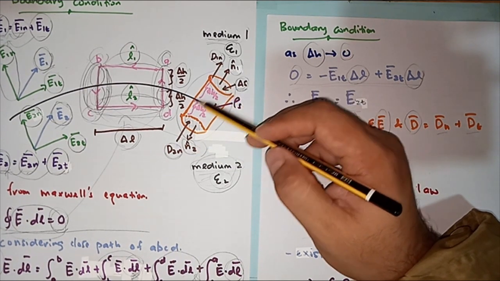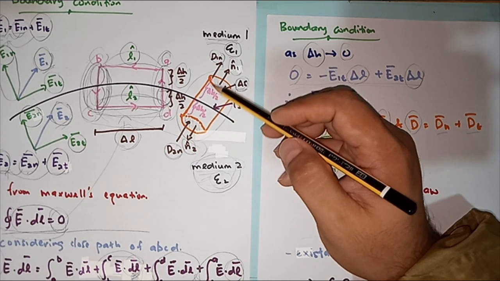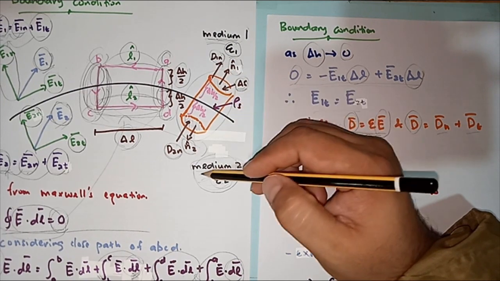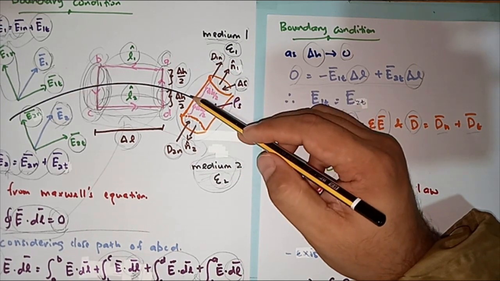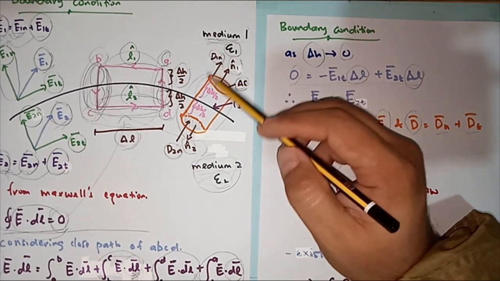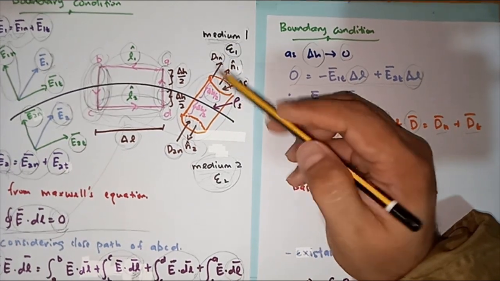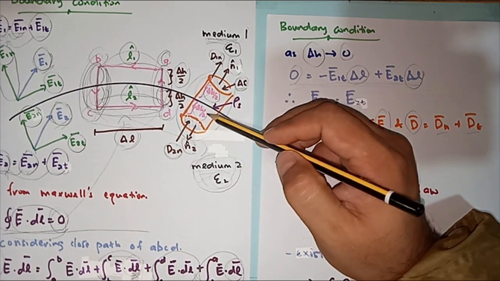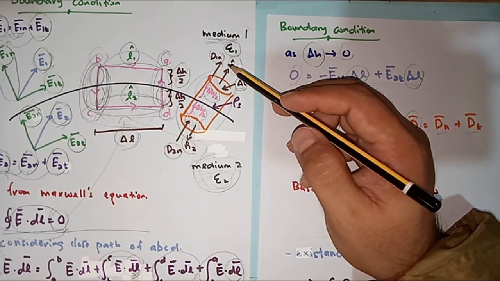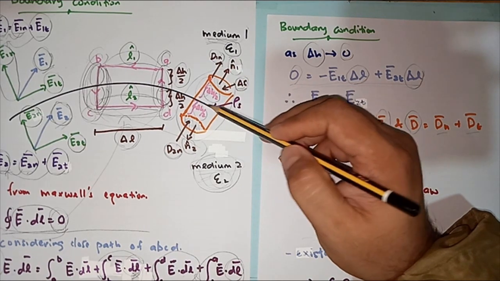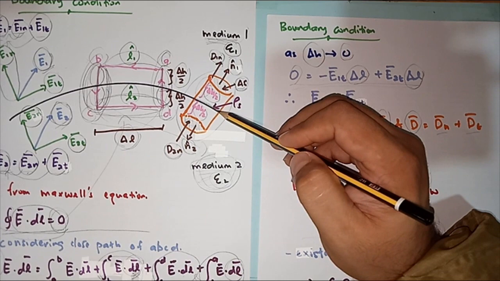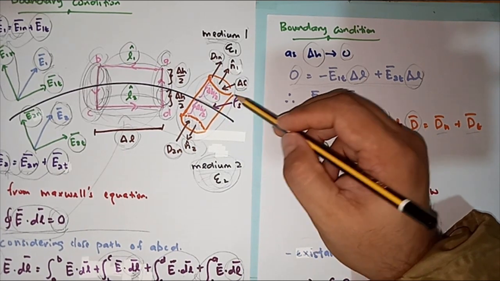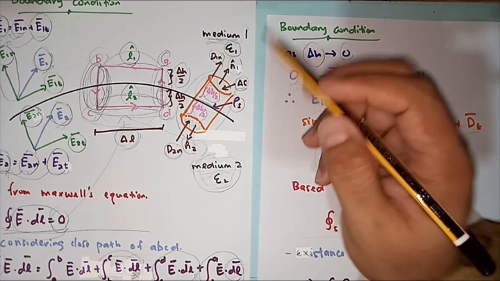So the height of this cylinder is equal to delta H, and we divide it equally between medium 1 and medium 2. Therefore, the height of the cylinder under medium 1 is equal to delta H divided by 2, and the height of the cylinder under medium 2 is equal to delta H divided by 2 as well. And by considering the charge in this area exists in the surface, we will have the surface charge equal to rho s.